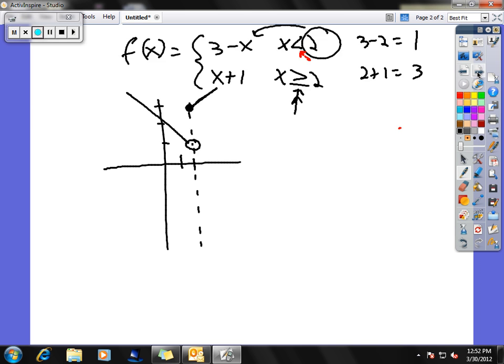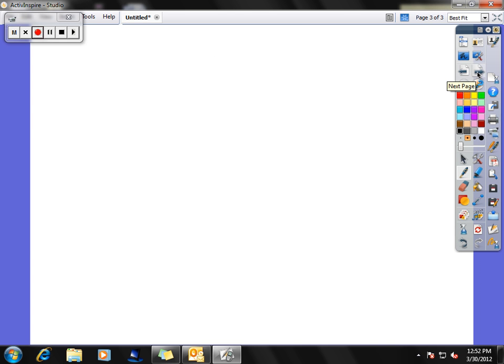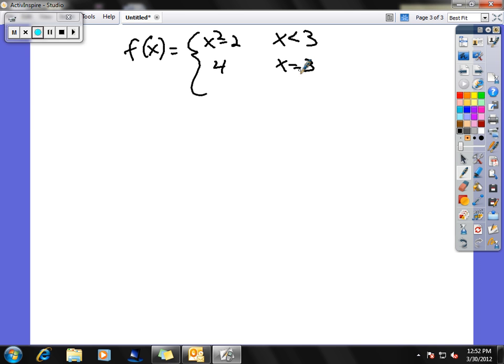Let me do another example here. f of x equals x squared minus 2 for x is less than 3, 4 for x equals 3, and 10 minus x for x is greater than 3. We have 3 lines here, but it's still only one spot that we're dividing the graph. That's at x equals 3. This middle line here, where we have just the function 4 when x equals 3, all that does is tell a point, a separate point. Okay?